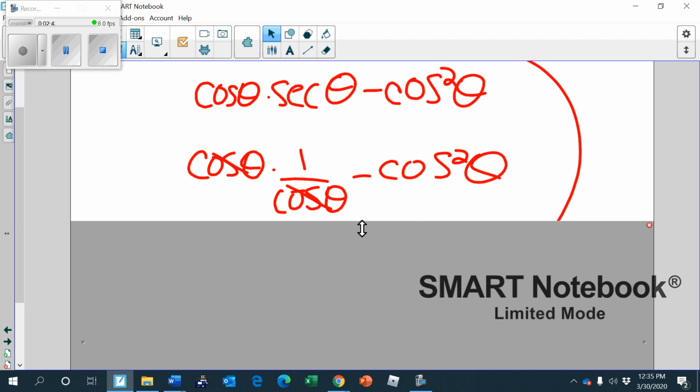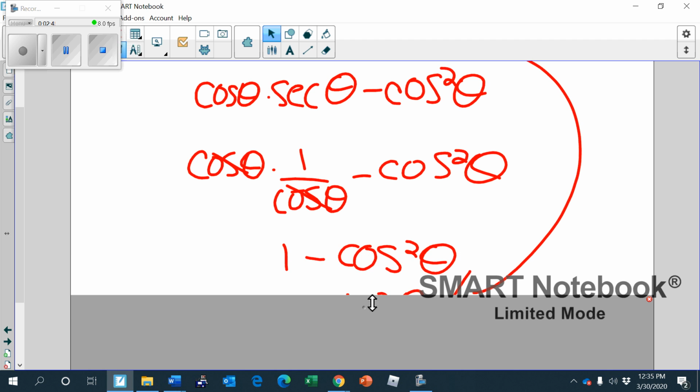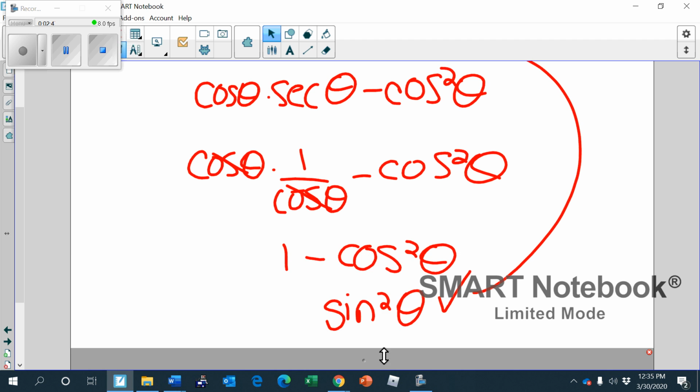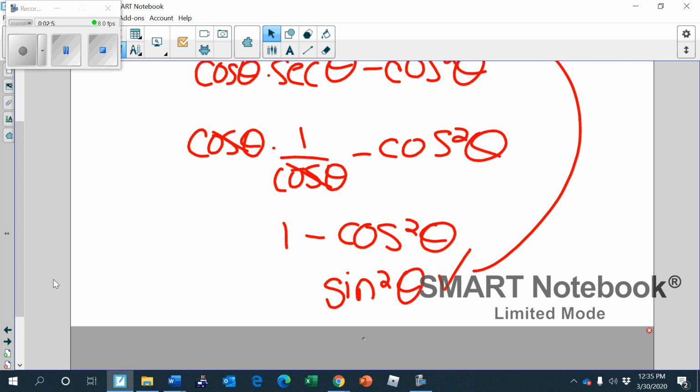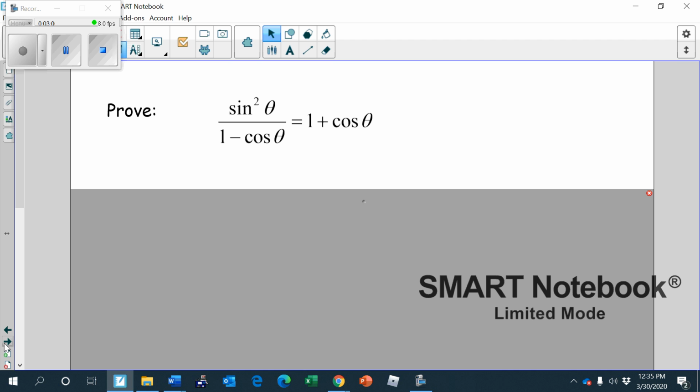And again, go back to your cheat sheet, right? We know that 1 minus cosine squared is sine squared. Perfect. Got it. That side has to equal the other side exactly. And that's it. I mean, there's more to it, obviously. So let's get ahead to another example.